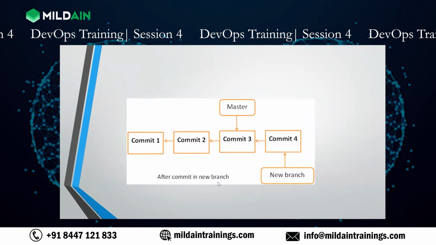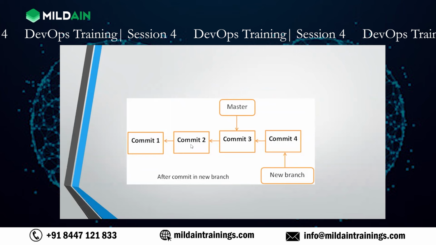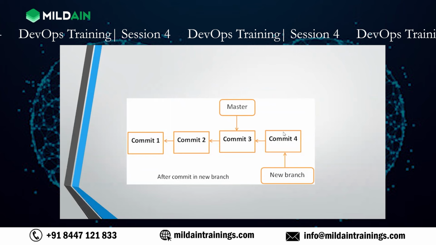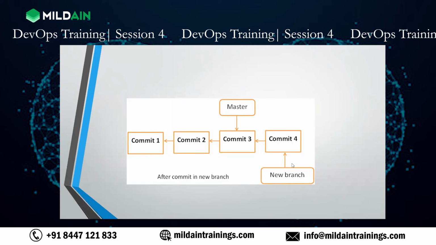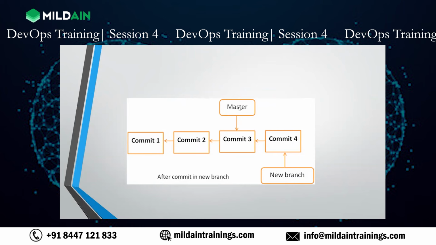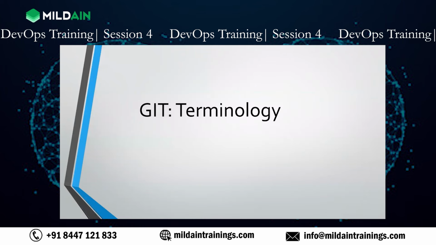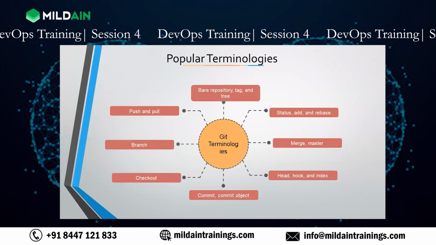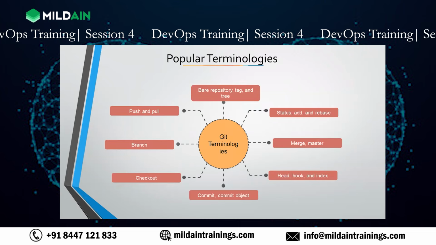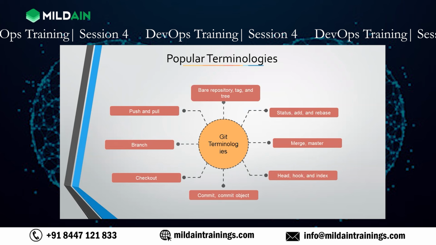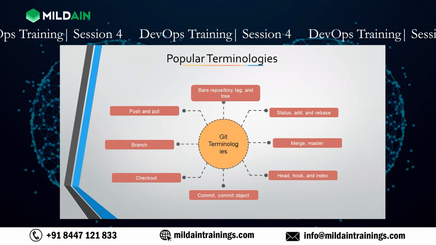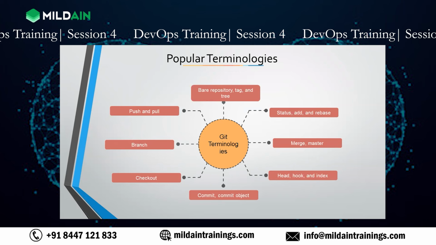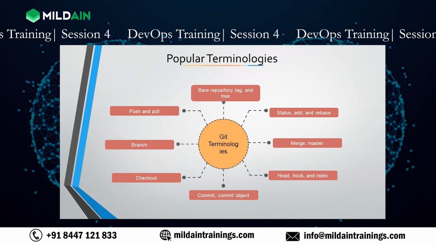If you see here, after commit on the master branch, commit 1, commit 2, commit 3, a new branch is created from master, and then it will be merged into master. So this is about how to create the branches, and we will see this in the practical also. Now Git terminology. A popular terminology is the commit object. We have the head, hook and index.